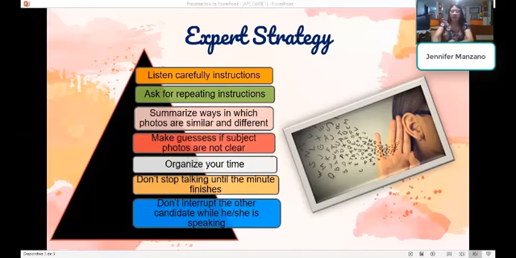Organize your time so you have the opportunity to do both parts, comparing and then giving a personal reaction. Also, don't stop talking until the minute finishes, because once the minute finishes, the interlocutor will say thank you. And finally, don't interrupt the other candidate when he or she is speaking. You have to listen to him or her carefully, because then you will have to give a brief answer in around 30 seconds.